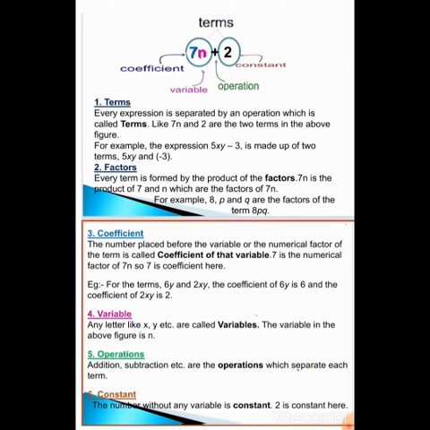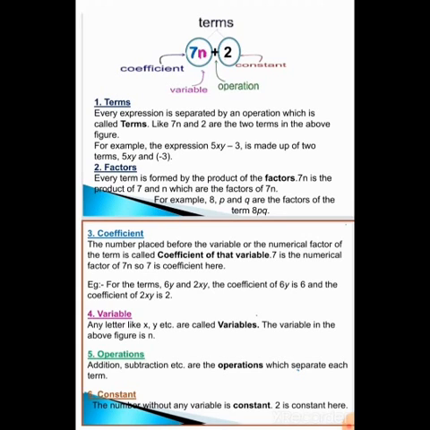Now we start exercise 9.1. Before we start, first of all we understand coefficient, variable, operation, constant and terms. In the previous video you already understood, but here we again revise.